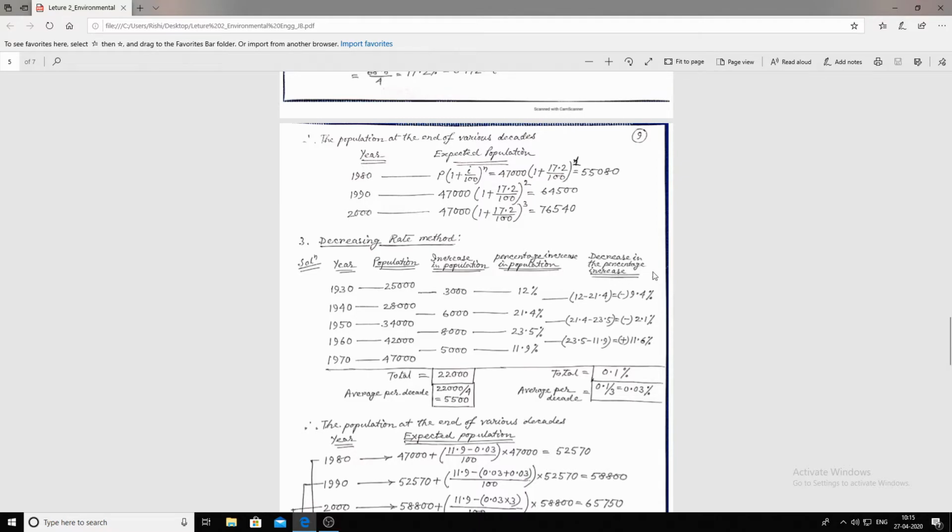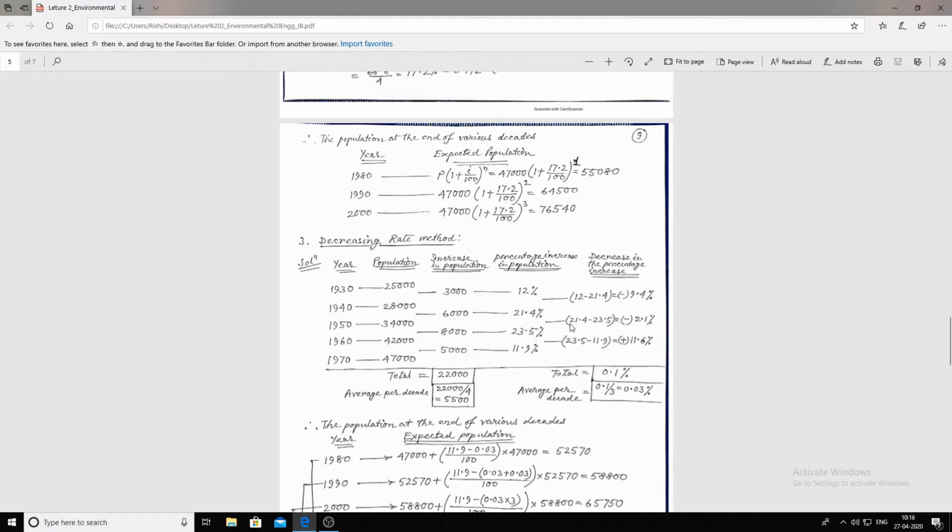decrease in the percentage increase. So, when there is a decrease, it is initial minus final. Initial is 12% and the final is 21.4%. It has become minus 9.4. Remember, here it is minus and this is a decrease, so it is also in the negative sense. A double negative makes a positive, that is why actually there is no decrease, there is a percentage increase, as you see here.